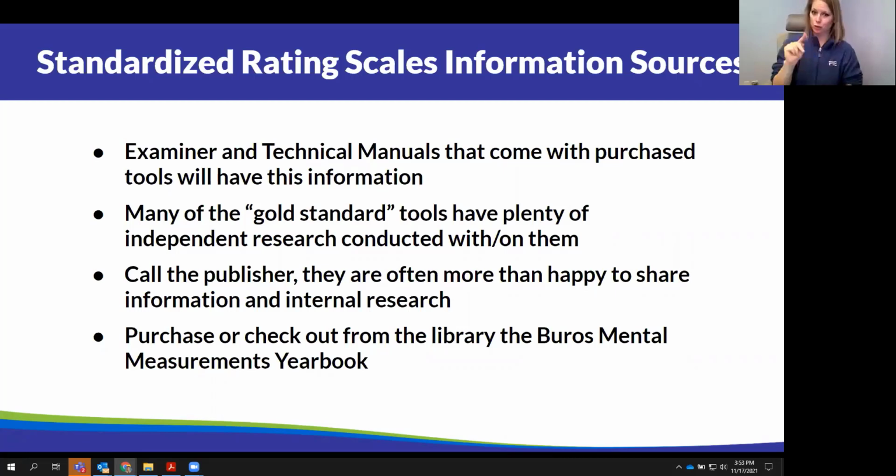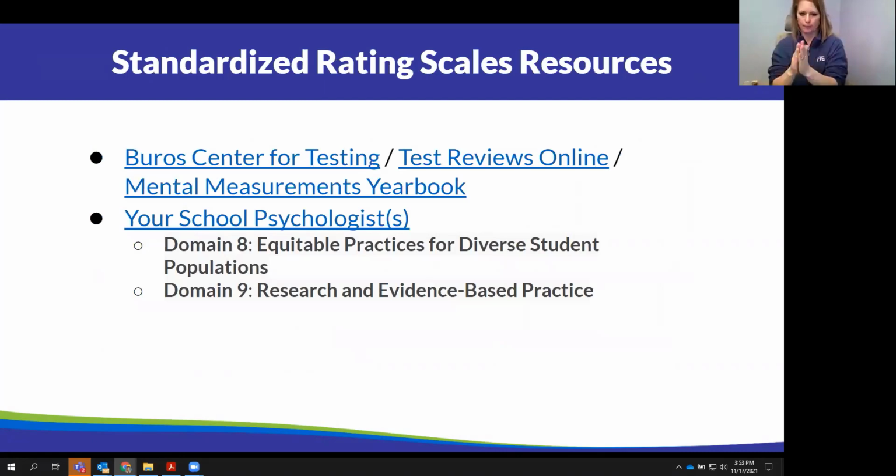And then again, the Buros Mental Measurements Yearbook is published annually with updated information on new tools and current tools, and it's a great resource as well. You can also purchase and review individual test reviews online, relatively cheap. And again, ask your school psychologist. These are two of their practice domains that school psychologists are competent in, and they should be able to identify the normative sample and how it represents that individual student.